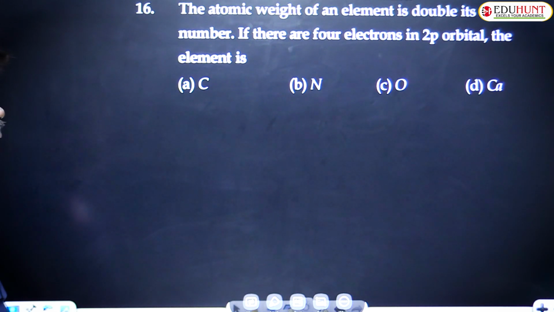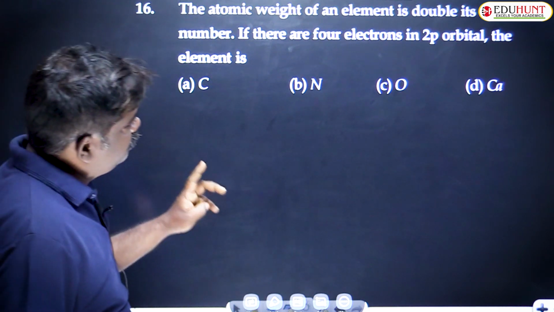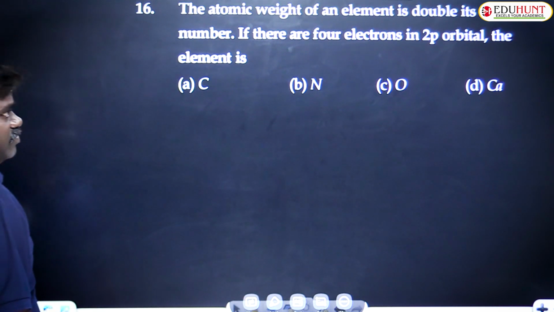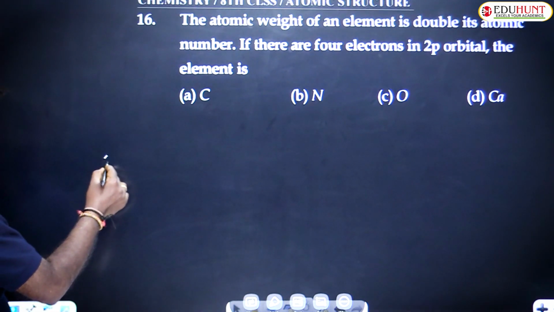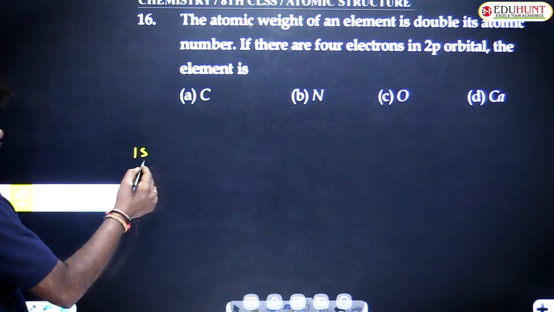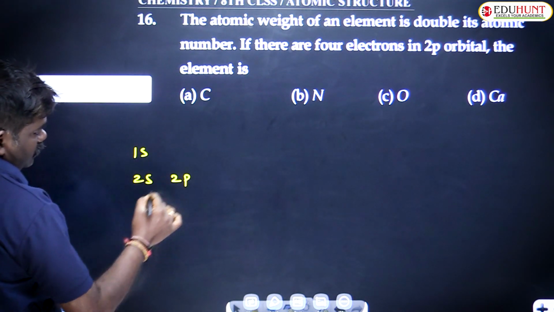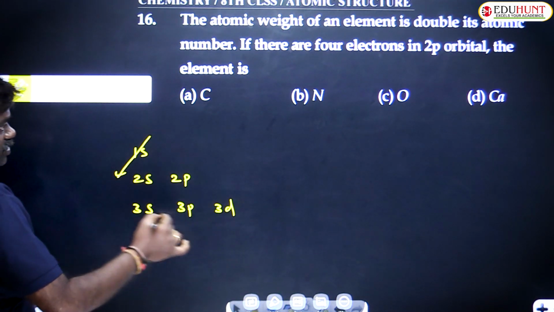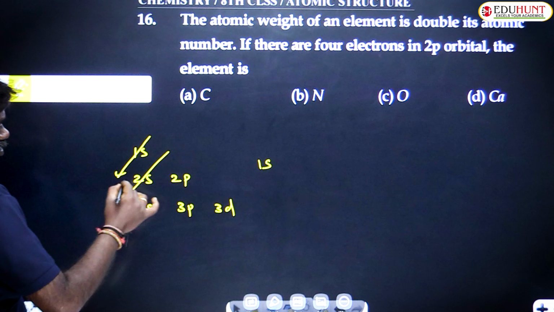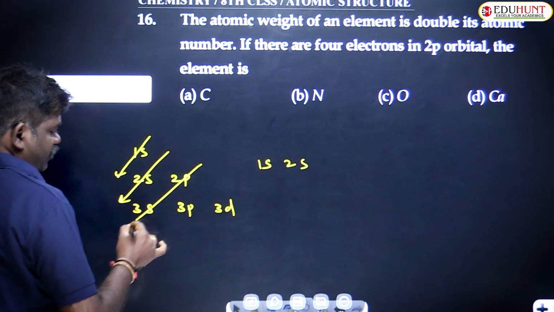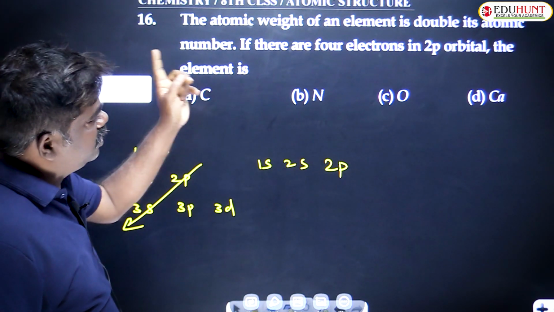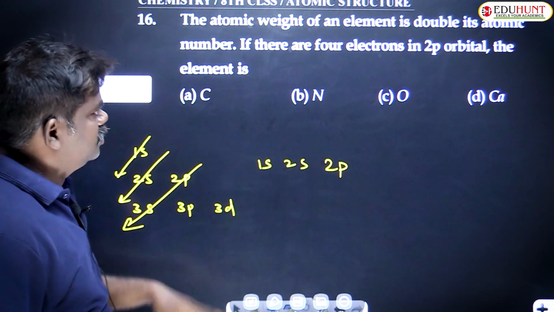If there are 4 electrons in 2p orbital, then the element is? If there are 4 electrons in the 2p orbital, generally we know the Aufbau diagram: 1s, 2s, 2p, 3s, 3p, 3d. Electrons filling order: 1s, after that 2s, after that 2p. So, the atomic weight of an element is double its atomic number. Okay, that is the point.